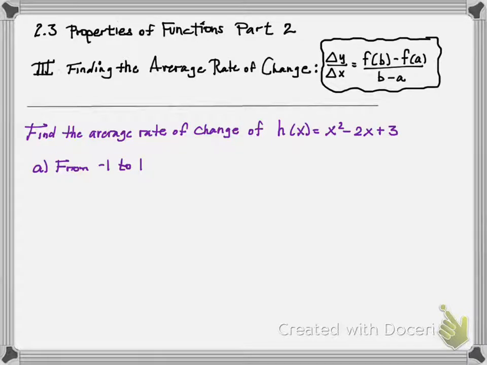Okay, 2.3 properties of functions part 2. We're at Roman numeral 3 down at the bottom of the page there. We're going to be finding the average rate of change. These are a couple Greek letters right here. This triangle is delta. So delta y over delta x equals f of b minus f of a all over b minus a.